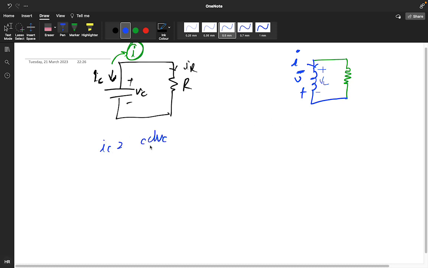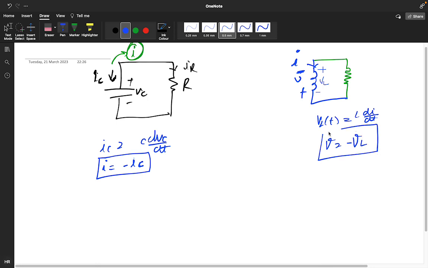So IC is C dVc by dt, and I is minus IC. And VL of t is L di by dt, and V is minus VL. So these are the important things.